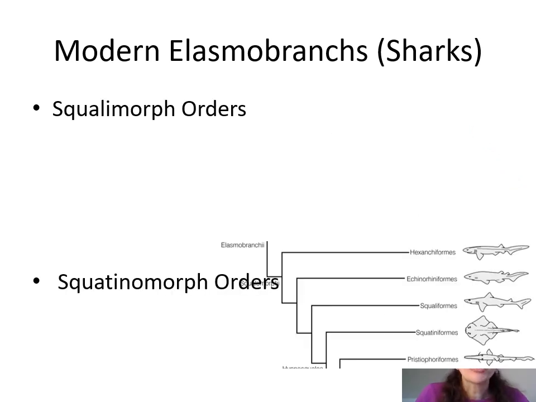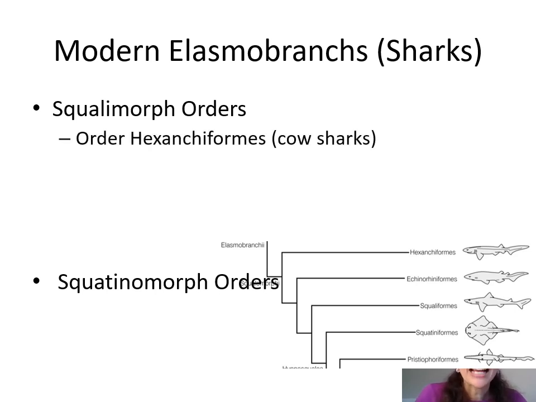Our other major group of our elasmobranchs, of our sharks, is the squalomorphs. And the squalomorphs, we actually break into squalomorphs, and then one group comes out as a squatinomorph. We're not sure where that last group is in terms of the phylogeny, so currently it's looked at as a separate group. So our first group here are the Hexanchiformes.